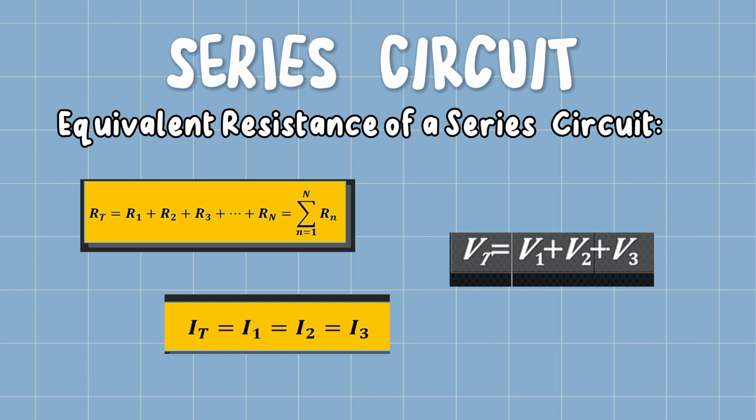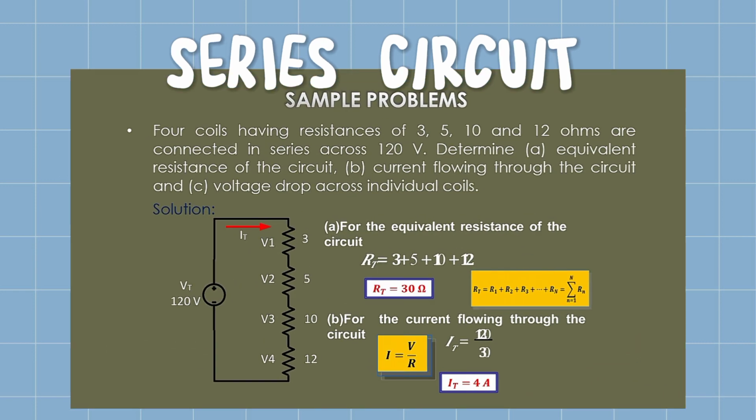Equivalent resistance of a series circuit. As we observe the formula of a series circuit, the formula for solving the total resistance is equal to the summation of each individual resistance, while the formula for solving the total current is just equal to each individual current. The formula for the total voltage is equal to the summation of each individual voltage. I have a sample problem of series circuit.